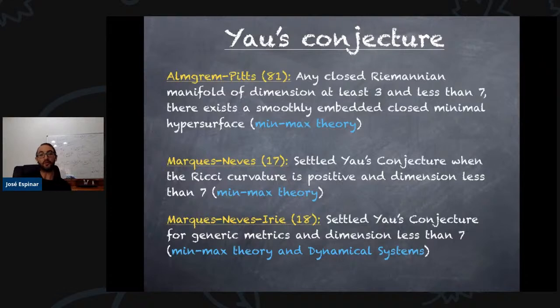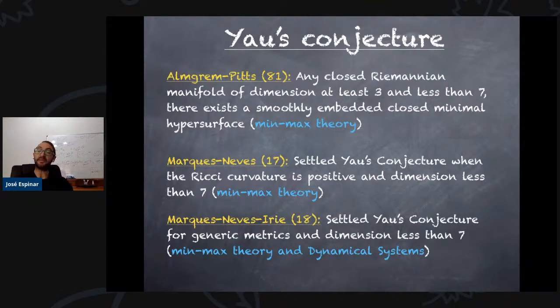And following that work, Marques and Neves implemented this minimax method of Almgren and Pitts in order to prove the Willmore conjecture. But they went further, and actually they were able to settle the Yau conjecture when the Ricci curvature of the manifold is positive, using a Frankel type argument and minimax theory, right? But later, with Irie, joining this minimax with dynamical systems, the two approaches that we saw before for geodesics, they were able to settle the Yau conjecture for generic metrics in dimension less than 7.